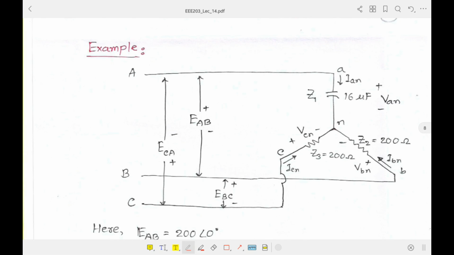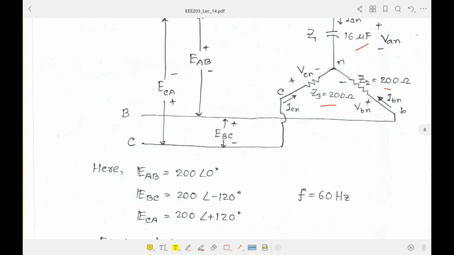So this is the example problem. This is a three-phase, three-wire connection, and this is a Y-connected load. The impedances are given, and since it is an unbalanced problem, the impedances are unequal to each other. The line voltages, that is EAB, EBC, and ECA, are given, and the frequency is also given.